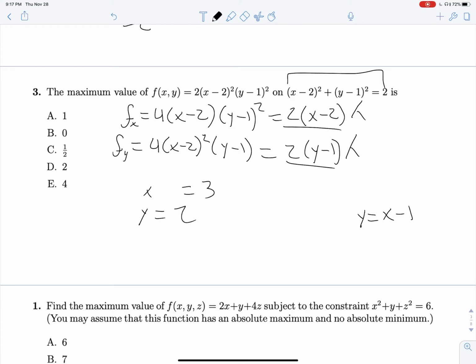So if x is equal to 3, f of x, y is going to be 2 times 3 minus 2, so 1 squared, multiplied by 2 minus 1, so 1 squared, and that gives us 2.